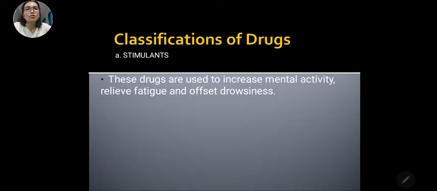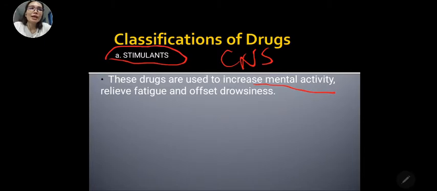Next is classification of drugs. We have stimulants. These drugs are used to increase the mental activity, relieve fatigue, and offset drowsiness. So, ibig sabihin ng stimulants, nag-stimulate siya ng functions ng ating central nervous system. So, kaya nagkakaroon tayo ng increased mental activity. Merong kahit hindi sila nakakaramdam ng antok, hindi nakakaramdam ng gutom. Kaya yung ibang gustong magpapayat, ang ginagamit nila na illegal drugs is yung mga stimulants para hindi sila makaramdam ng gutom, hindi sila kakain.